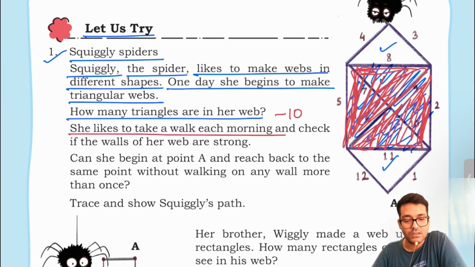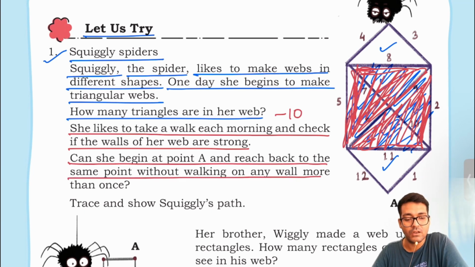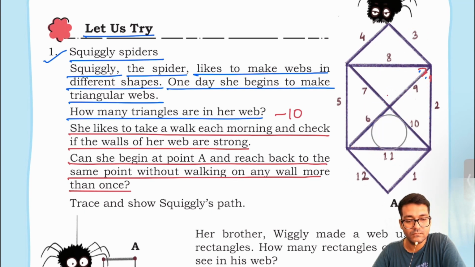She likes to take walks each morning and check if the walls of her web are strong. Can she begin at point A and reach back to the same point without walking on any wall more than once? Let's check. She can go like this 1, 2, 3, 4, then 8, then 9, then 6, then 11, then 10, then 7, then 5, then 12, and she will reach at A again.